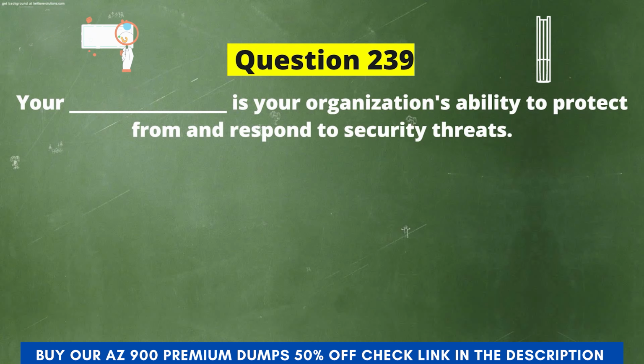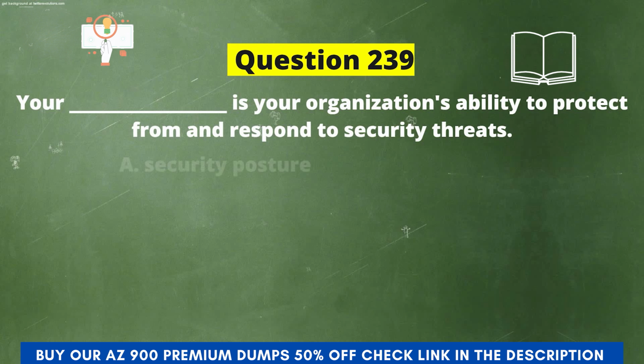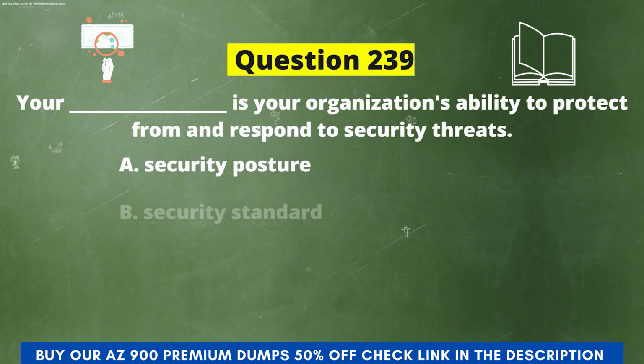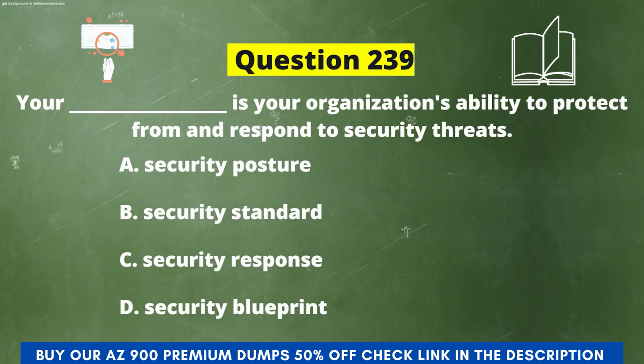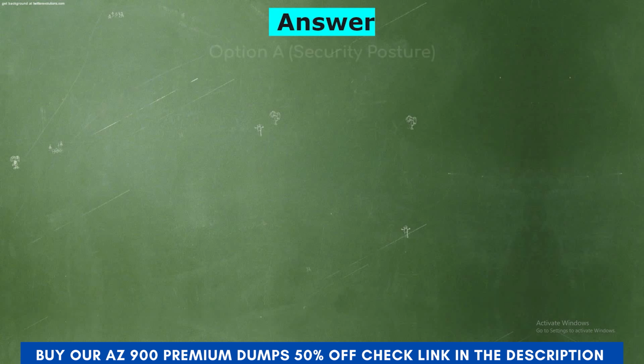Next question. Your dash is your organization's ability to protect from and respond to security threats. And the options are A. Security posture, B. Security standard, C. Security response, D. Security blueprint. And the correct answer is option A.